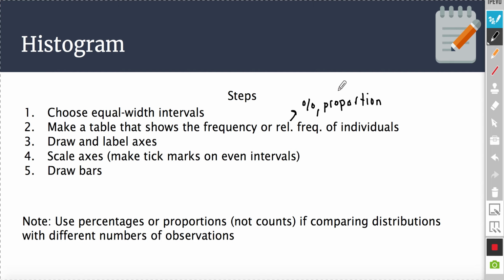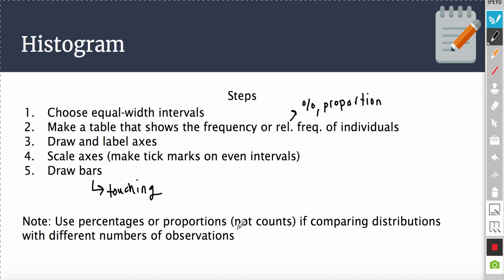Then we want to draw and label the axes. We want to scale the axes. We want to make sure that the tick marks are on even intervals, not like even numbers like 2, 4, 6, 8, but on standard increments. And then we want to draw the bars. You want to make sure that they are touching. A histogram is our quantitative representation, so we want to make sure that the bars are touching.